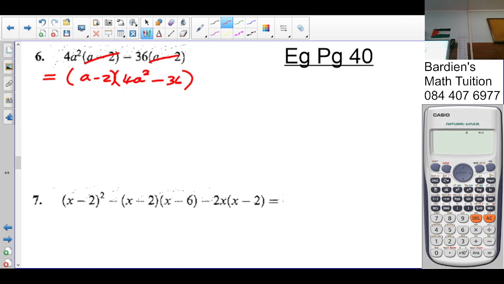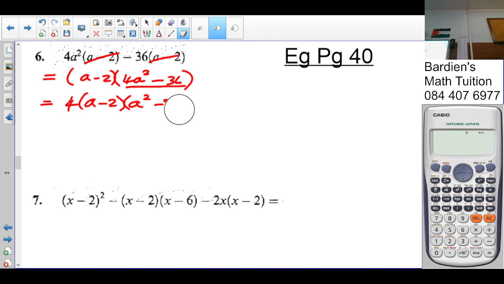Whatever factorization can happen in the second bracket. Difference of two squares. But what else is there? Common factor. So what did we say? What must be done first if it is common factor? Take it out first. So what is common here? 4. So we take 4 out of that bracket, so it's 4. What are we left with? a squared minus 9, yes.